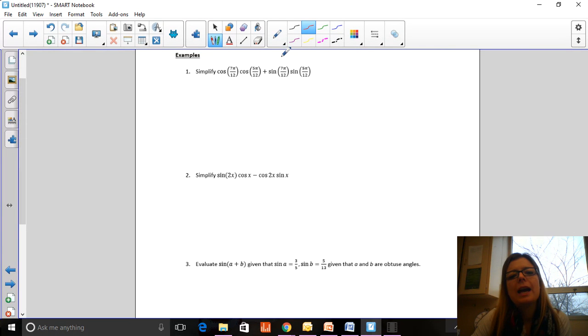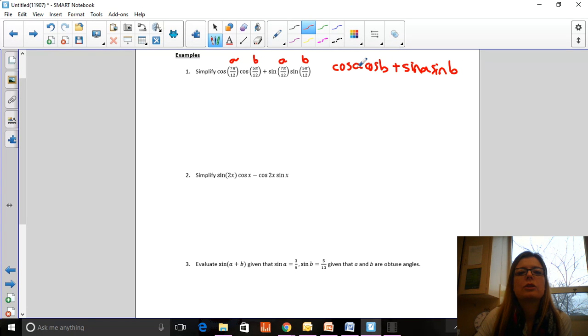Okay, so here we have to be able to use the addition and the subtraction formulas both ways. So notice we have cos something something plus sine something something. So we can call this A and this B, and notice this is the same value, so this is another A and this is another B. So basically we have cos A cos B plus sine A sine B. So we just go over to our formulas and we say which one has the pattern cos A cos B plus sin A sin B. That's cos A minus B.